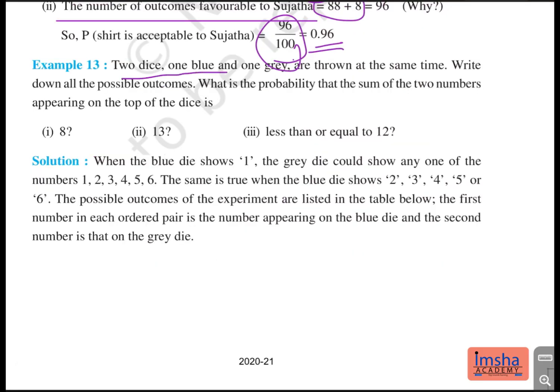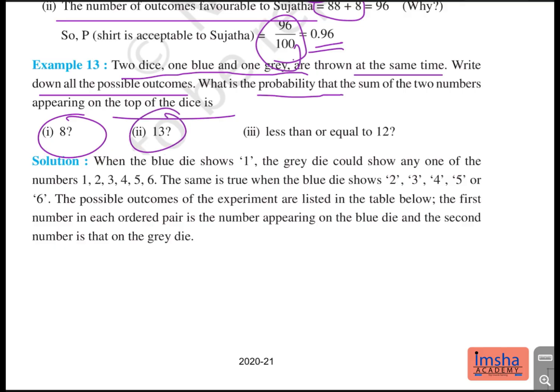Two dice, one blue, one grey, are thrown at the same time. Write down all the possible outcomes. What is the probability that the sum of the two numbers appearing on the top of the dice is 8, 13, less than or equal to 12?